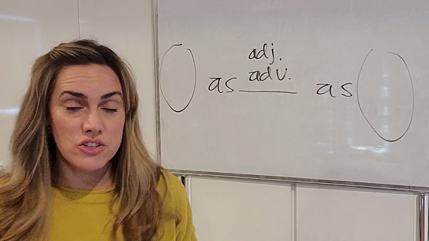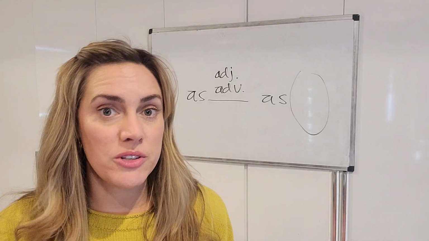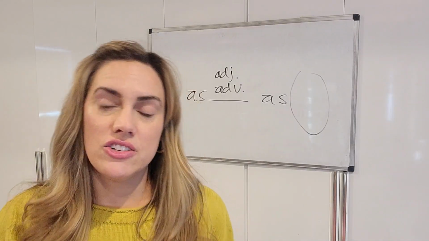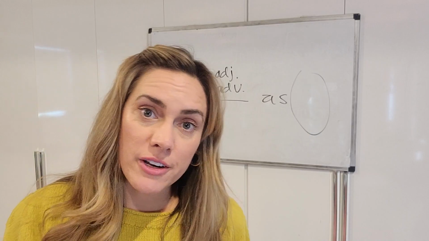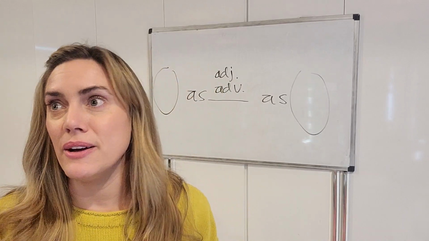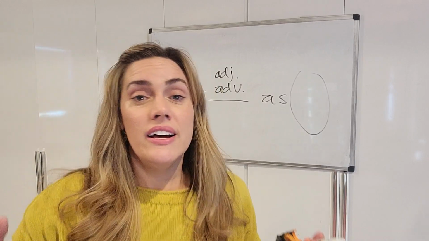An adjective is a word that describes a noun. An adverb is a word that does a lot of things. It can describe a verb. It can describe an adverb. It can describe another adverb. It can describe, what did I just say? Okay.